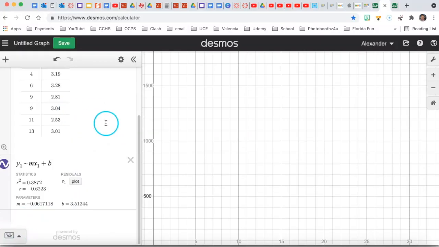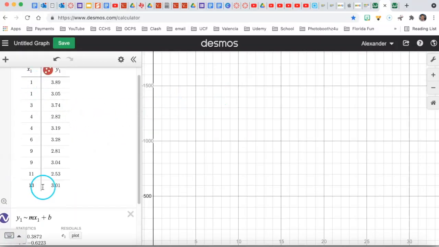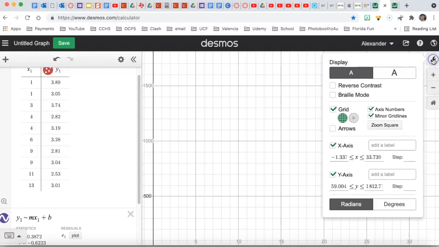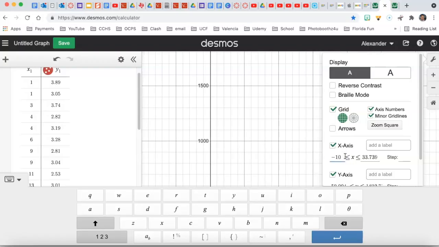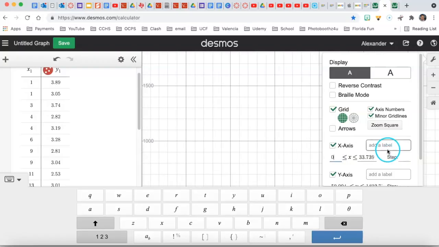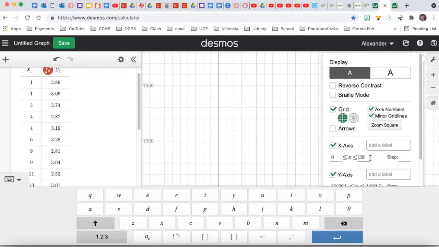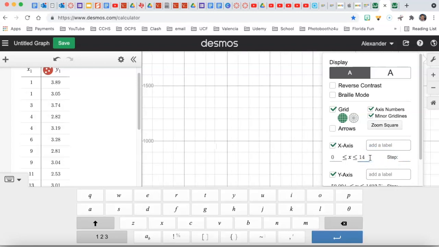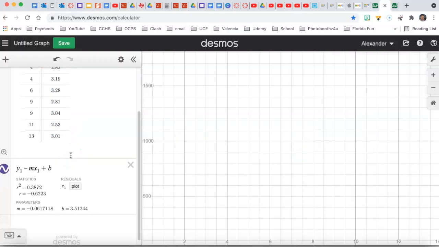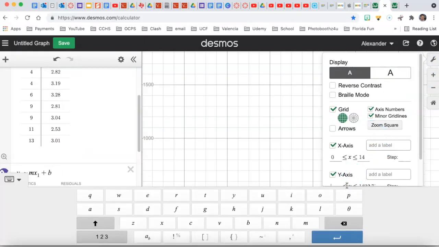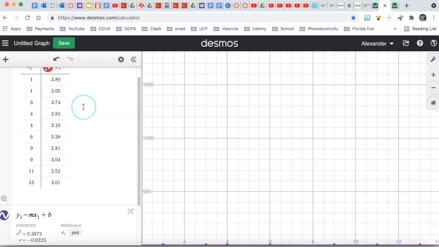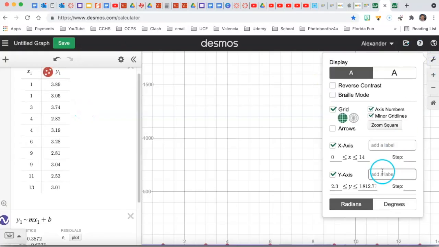What's the easiest way to find them? My x was from 1 to 13, so if the lowest value is 1, let's put 0, and for 13, let's put 14. And the lowest value here is 2.5, so let's put 2.3, and the highest value is almost 4, so let's put 4 as the y.